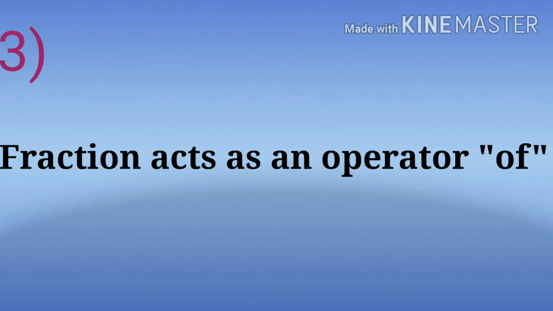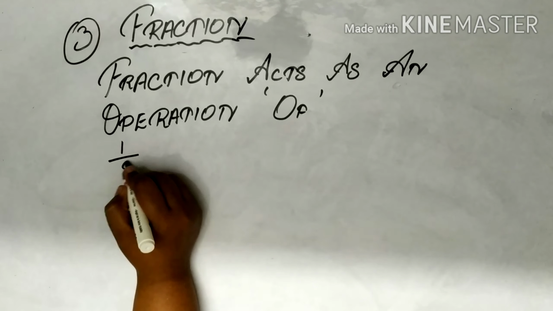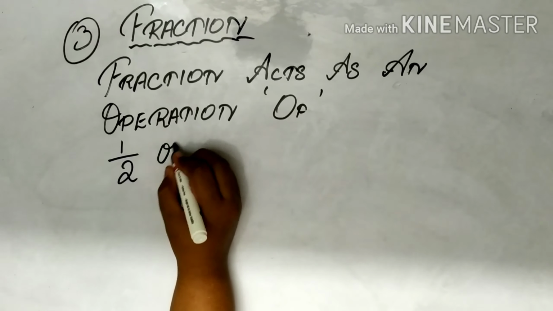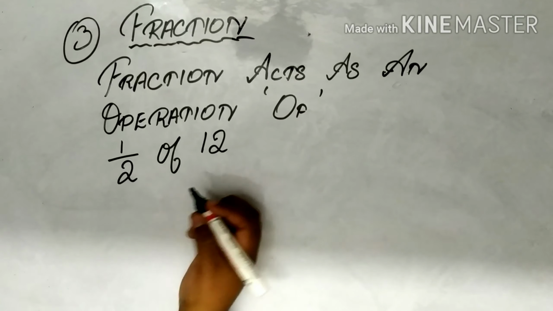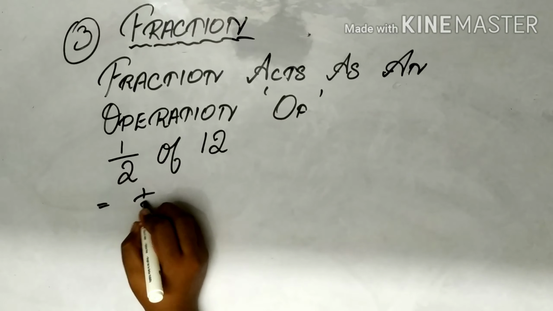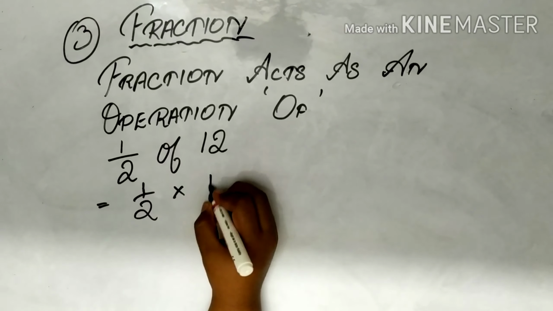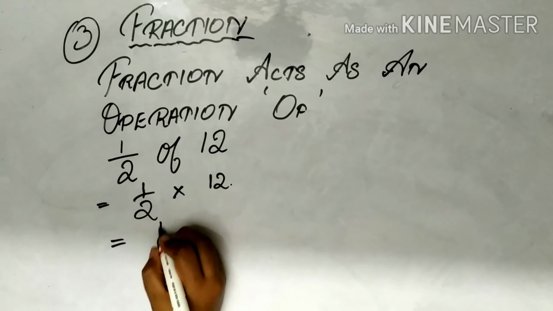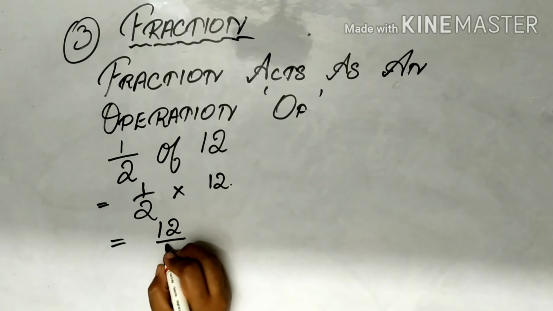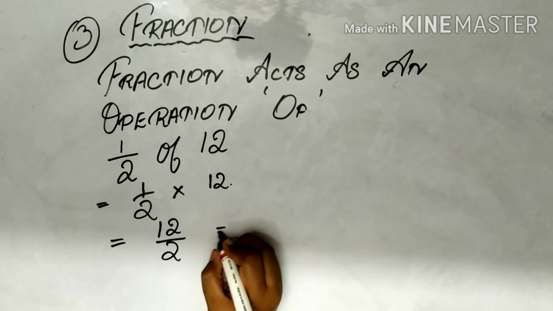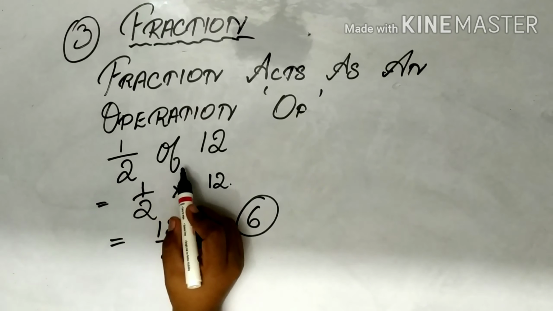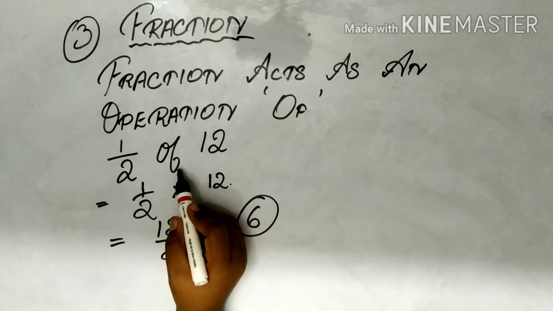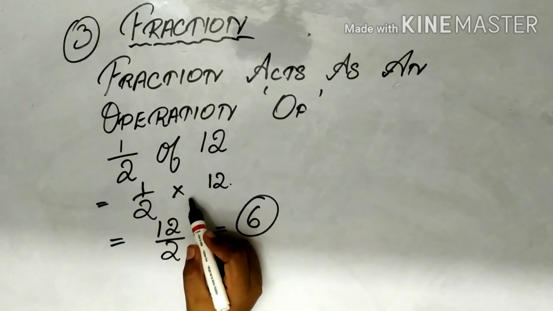The third point says fraction acts as an operator of. For example, we have a statement like this: half of 12. This means half into 12, or 12 divided by 2, and the answer is 6. So whenever there is a statement with an of, it actually means multiplication.